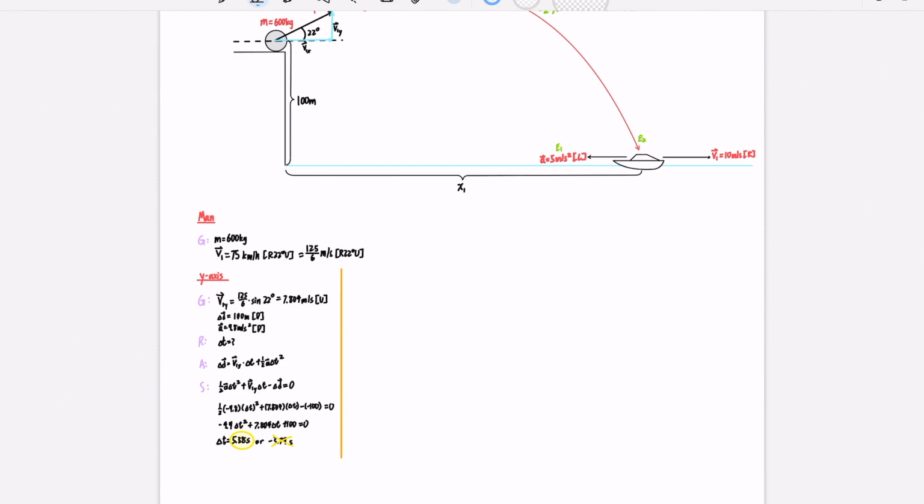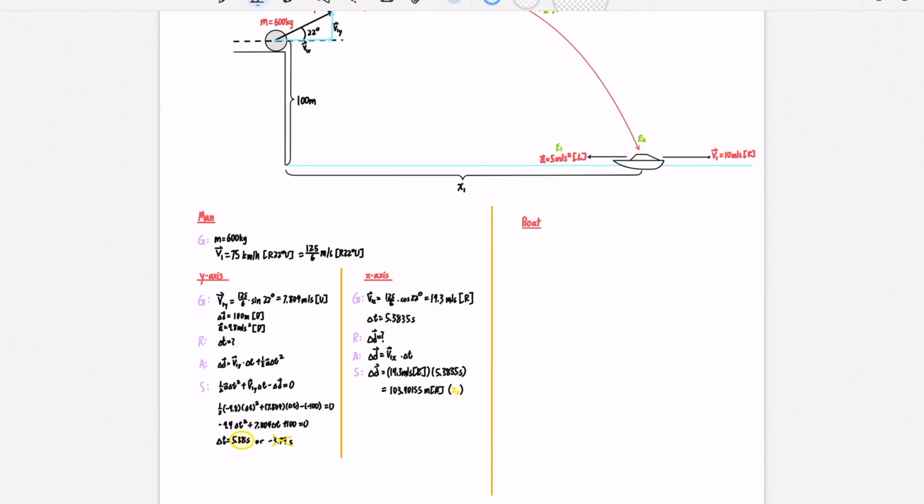After we get time, move on to the x-axis. Since the x-axis is uniform motion, we can just use displacement equals velocity times time. There's no need for Big Five. We get the displacement being 103.9 meters to the right, which is x2, where the boat needs to be at event number 2. Now we move on to the boat.